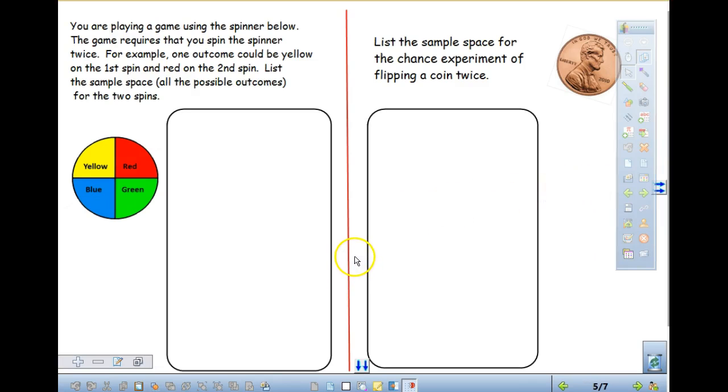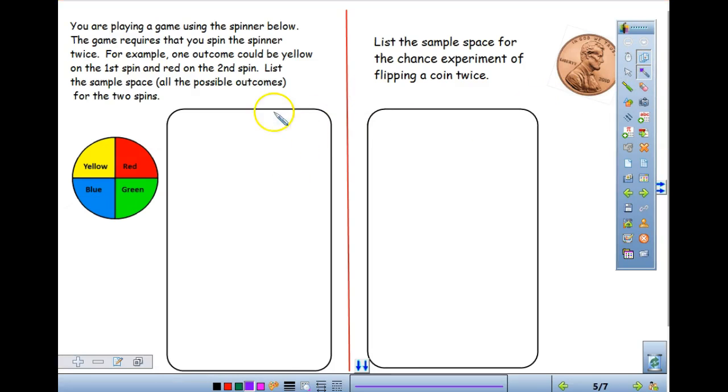Here we are going to be looking at, you're going to be playing a game. As you play the game below, it requires you to spin the spinner twice. For example, one outcome could be yellow on the first and red on the second. And we're going to list all possible outcomes of our 2 spins.